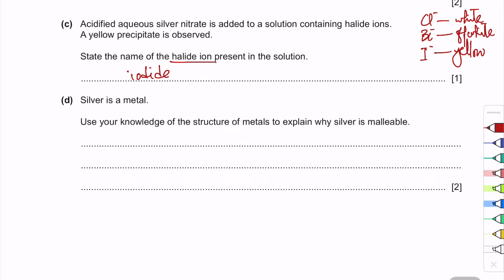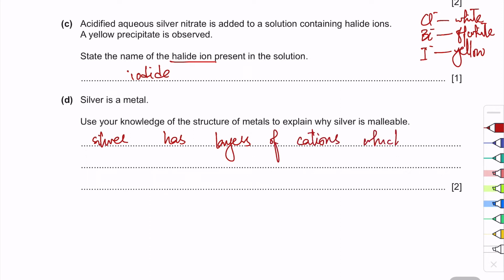Silver is a metal. Use knowledge of structure to explain why it is malleable. Why are metals malleable? Because they have layers that can slide over each other. So silver has layers of cations, which can slide over each other.